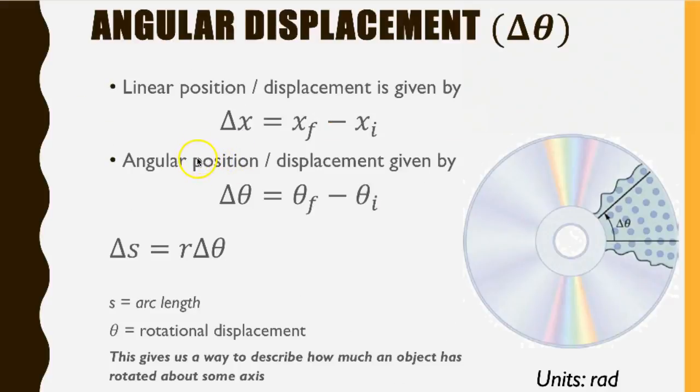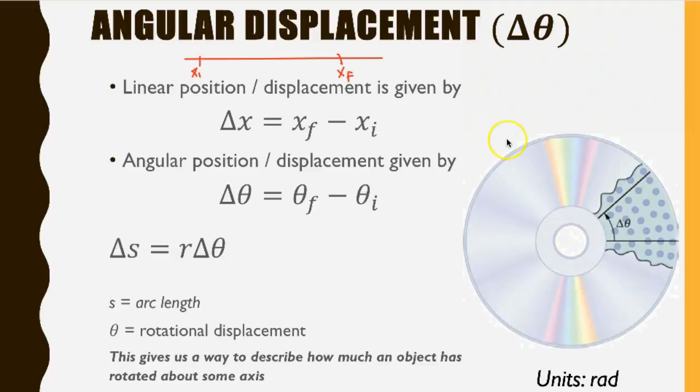So in linear motion, we talked about displacement, where we could look at the initial position of an object, look at the final position of an object, and that would tell us sort of what its displacement was. And that was really motion that was in a straight line. So if you think about this as being sort of xi and this being xf, the displacement is just the difference between those two positions.